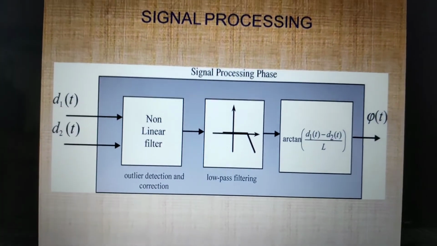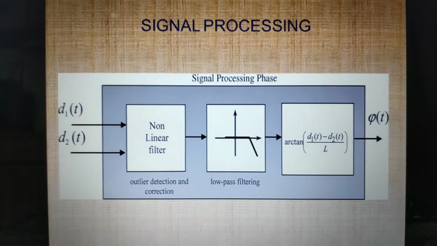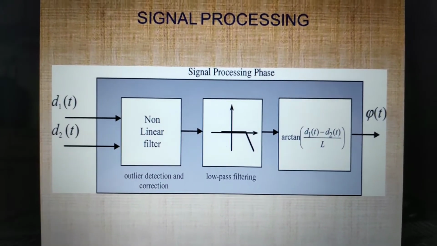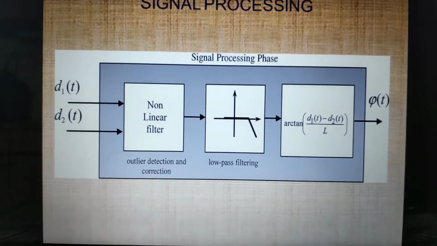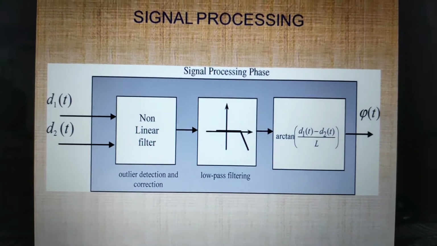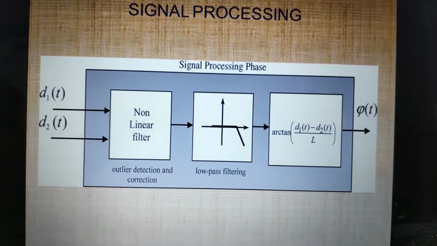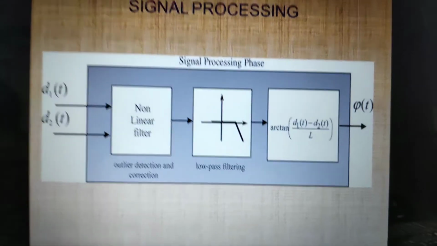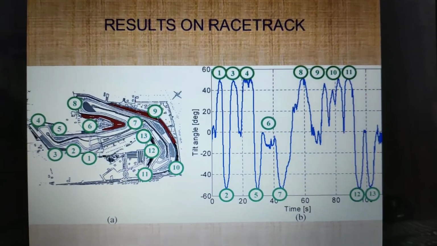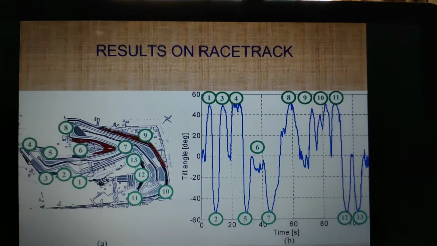Signal processing. In this signal processing phase, we have to apply outlier detection and correction to the sensor signal, and then the signal passes through a low pass filter, and after that we can measure the tilt angle. This is the result for the racing track.